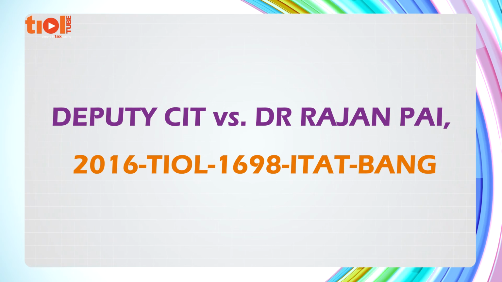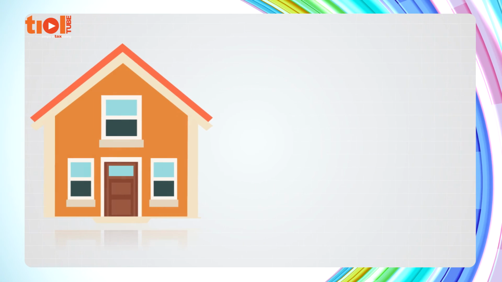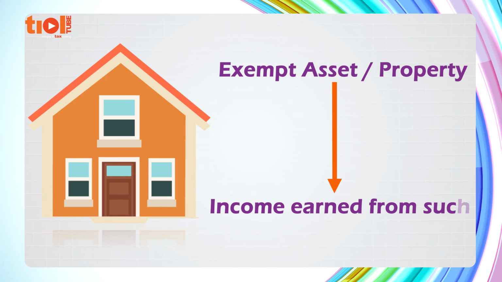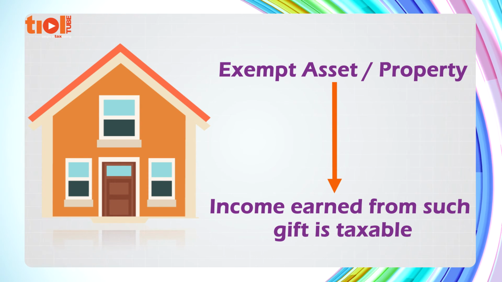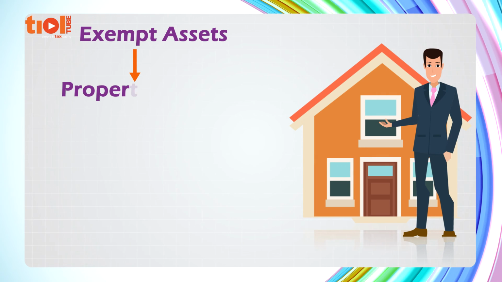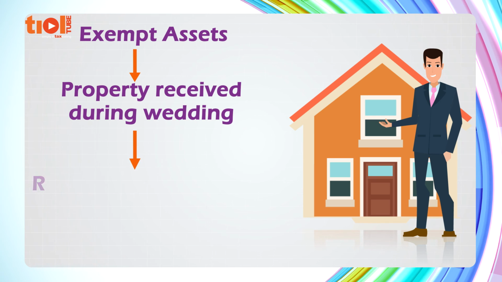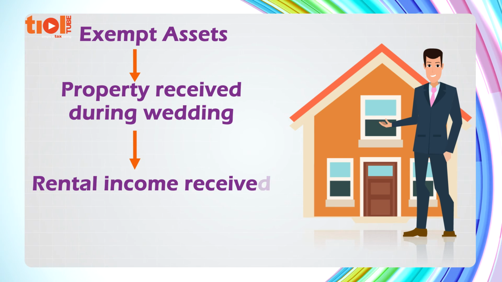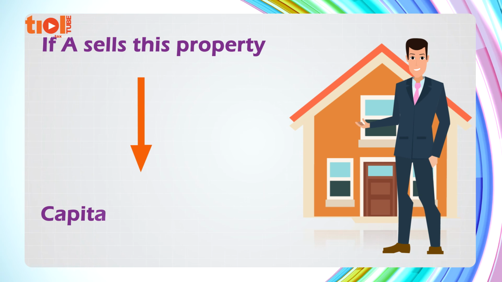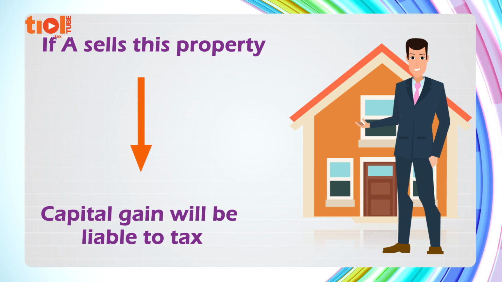Income accrued from gifts. What if a recipient is earning income from exempt assets or resources? Even though gifts received during wedding or otherwise are not taxable, but income earned from such gifts is taxable. For example, Mr. A receives a farmhouse as wedding gift from his father-in-law. Mr. A rents out the same farmhouse as marriage venue and earns income. Such income will be taxable. Similarly, if Mr. A sells the farmhouse, he will also have to pay capital gain tax.